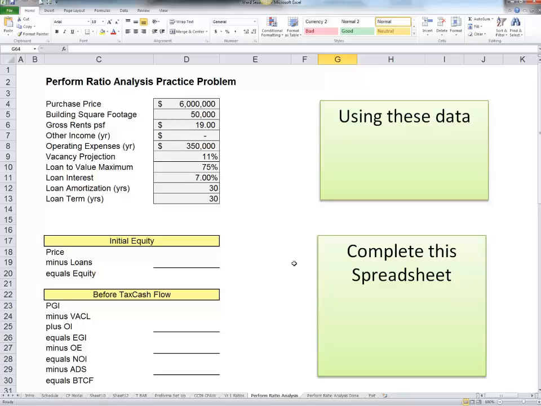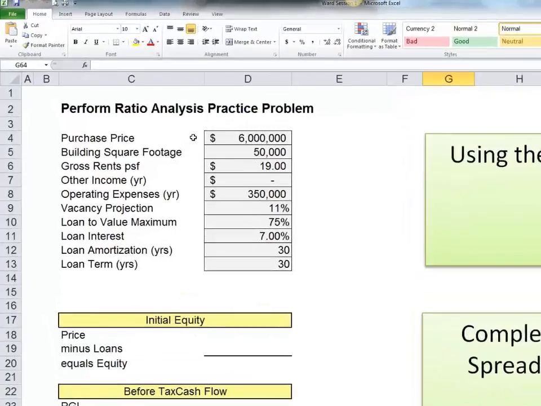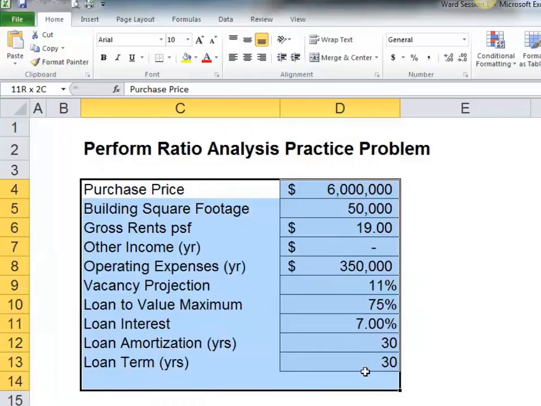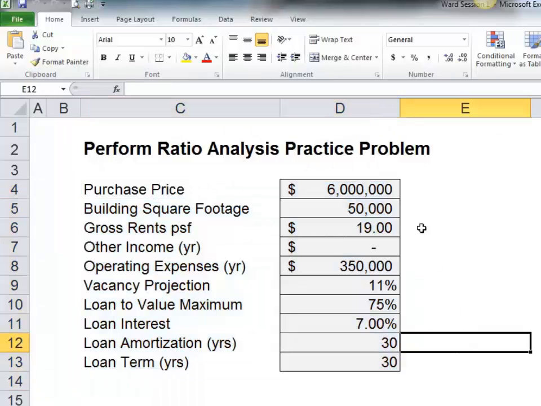All right, so let's take a look at this. Here we have, and what I'll have us do throughout this course is pretty much, this is a real simple example, but pretty much this same technique. And we'll put all of our data in one area.